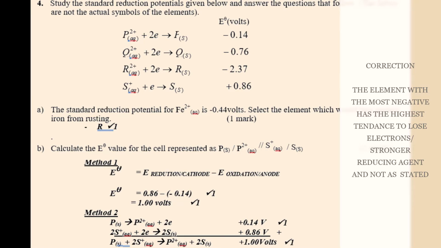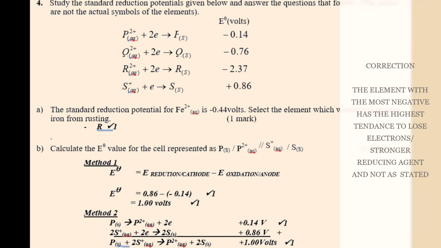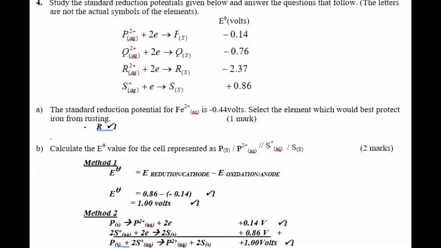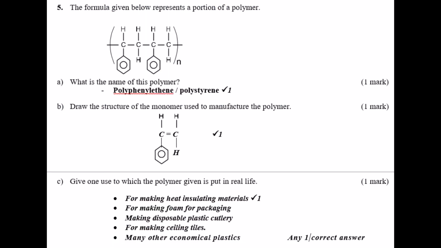So you reverse the half cell equation for P, so that it will look like an oxidation process. Then you add the two, and you can see exactly what has happened with method 2. Then question number 5, you're given a polymer.